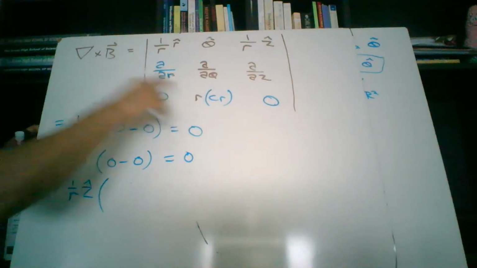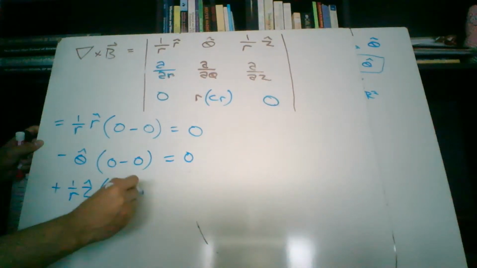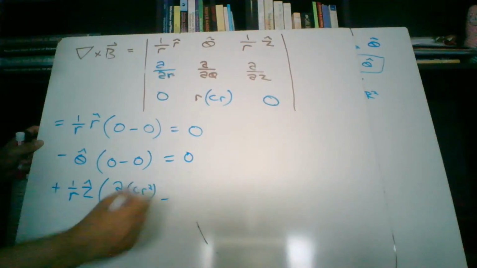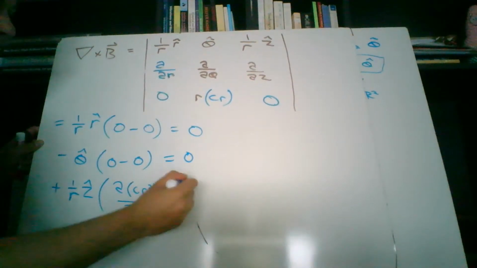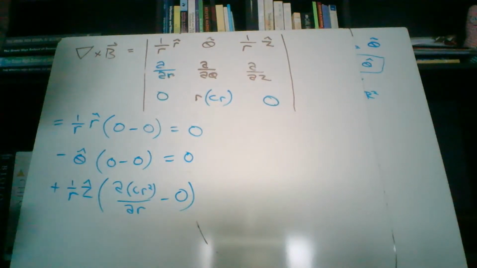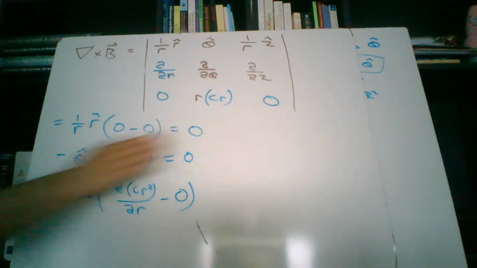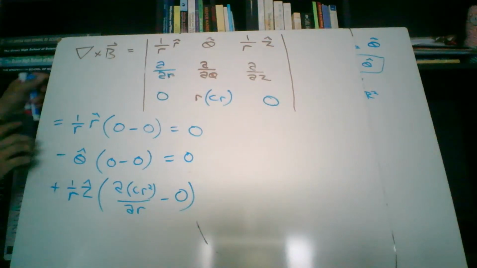Well, this one we can do. So r times r is r squared. It's going to be d of c r squared divided by dr minus, so that's that term. And then we take this side right here, that's 0. And look at that. That's why the cylindrical version of the determinant is so nice. This term goes away, this term goes away, and you're just left with this in the z hat direction.